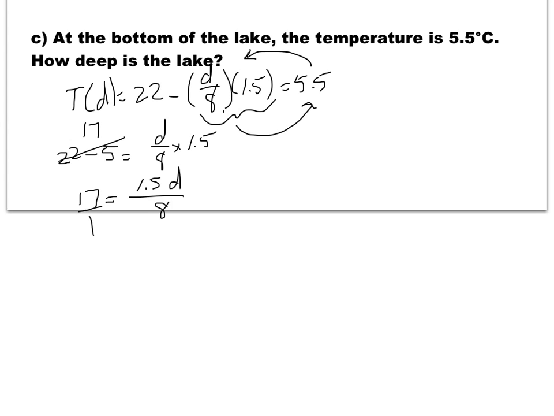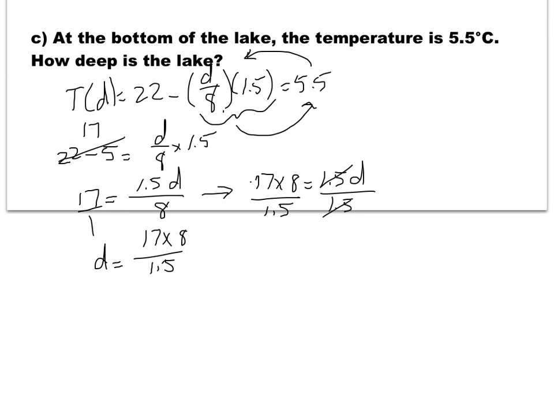This is divided by 1. I cross multiply. So this gives me 17.5 times 8 is 1.5 d. I divide by 1.5 both sides. I get d is 17.5 times 8 divided by 1.5, which is approximately 93 meters.